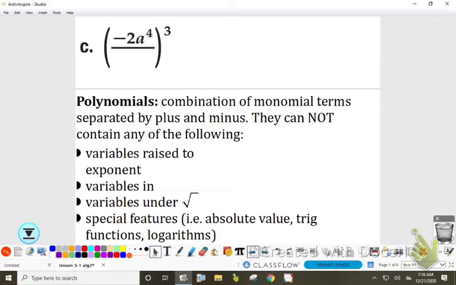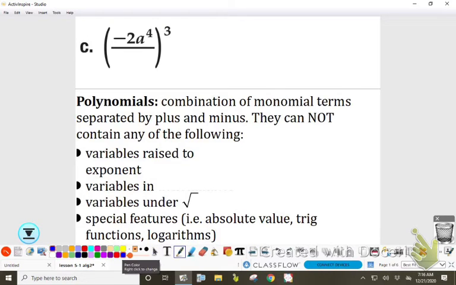Okay, this is the rest of lesson 5-1. So 5-1 day 2, we're going to go over some terminology first. So the first thing is polynomials. A polynomial is a combination of monomial terms separated by the plus or minus, and they cannot contain the following.